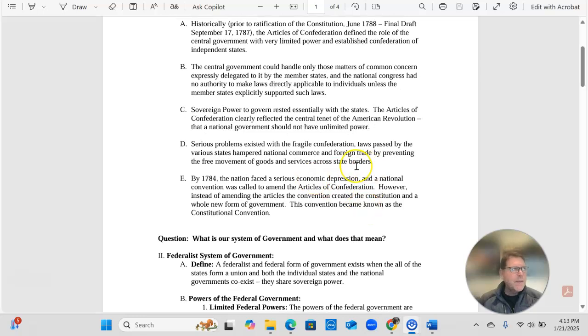Serious problems existed during this time frame. Laws passed by various states would hamper commerce, foreign trade, and the free movement of goods across state lines. There were heavy taxes on imports, and sometimes in my lectures I describe it as children just fighting. So they realized they had to rewrite these Articles of Confederation because they weren't really working.